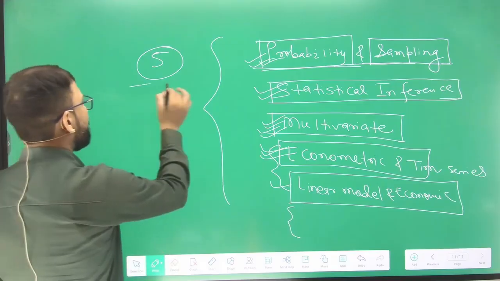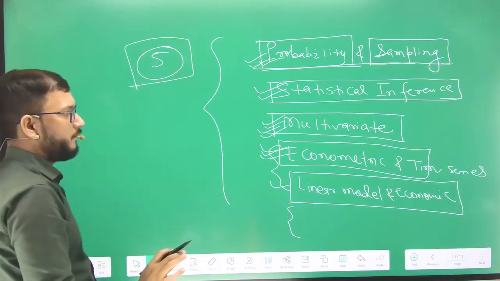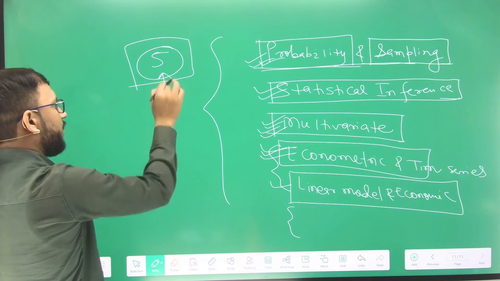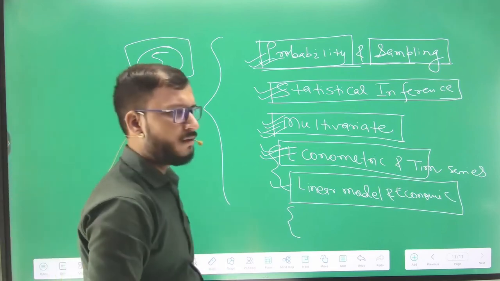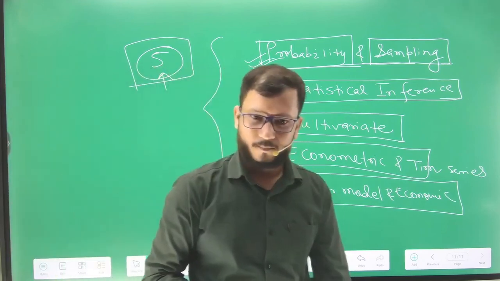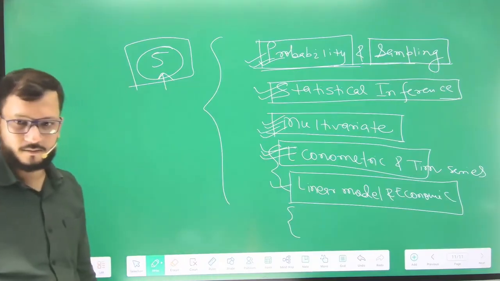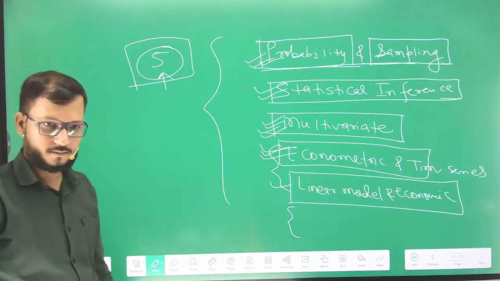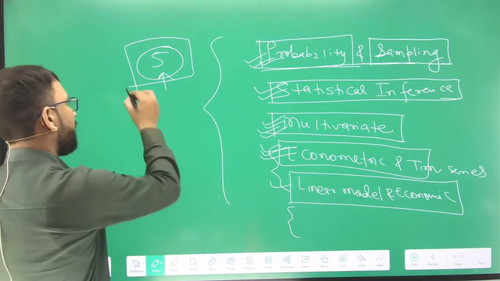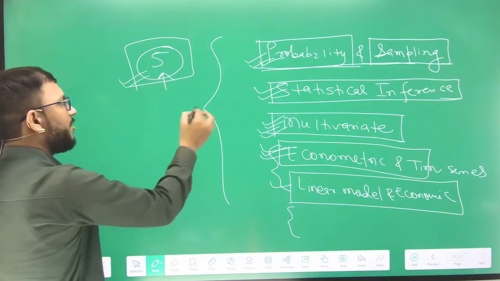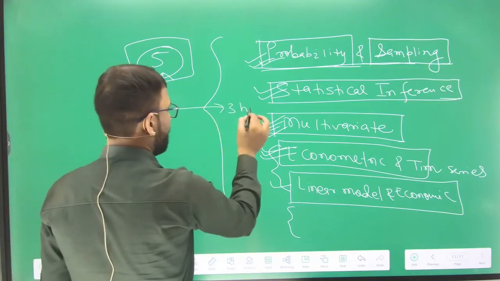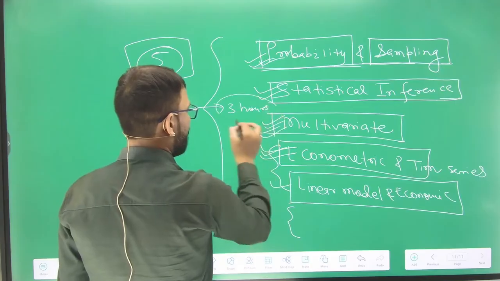Now see, obviously every section will contain 3 questions. So 5 sections means 15 questions. Got the point? So you have to solve 15 questions, and you will be provided 3 hours of time. Got the point?